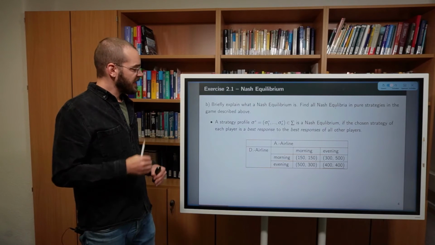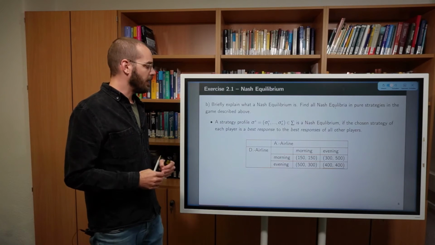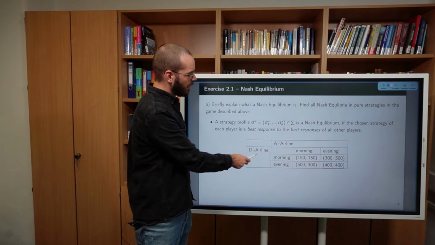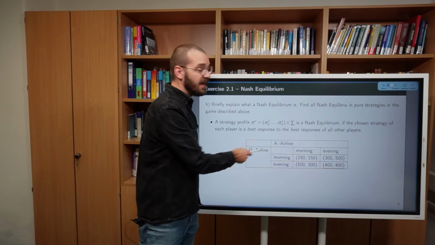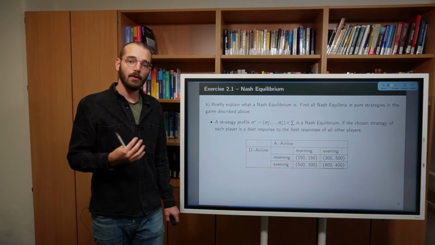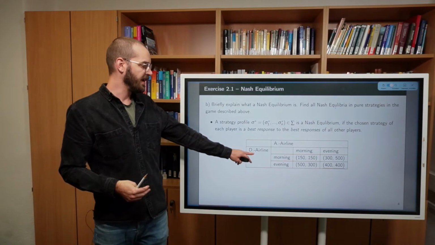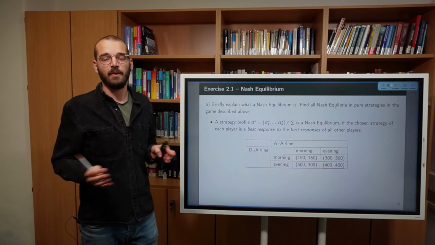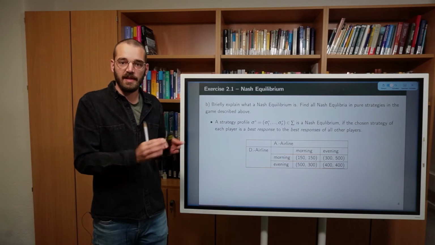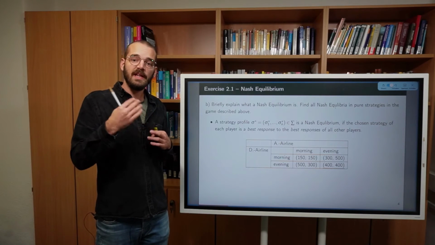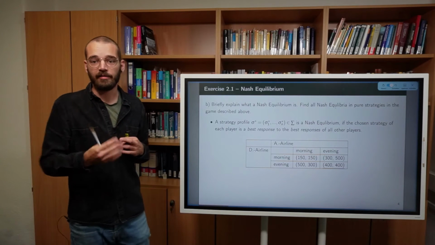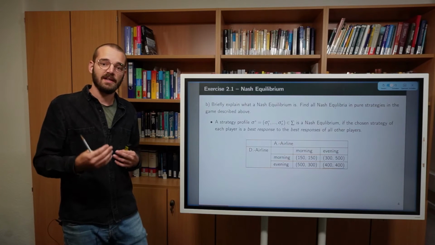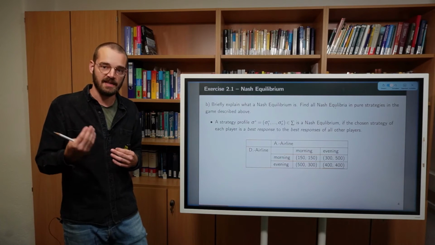So let's start by finding out what the best responses of the D airline are, considering the actions of the A airline. How do we find out what the best responses of the D airline are, considering all possible strategies of the A airline? Well, one way to find out is by simply going through each single strategy of the A airline and considering each single time what the best answer of the D airline is in the specific case at hand.